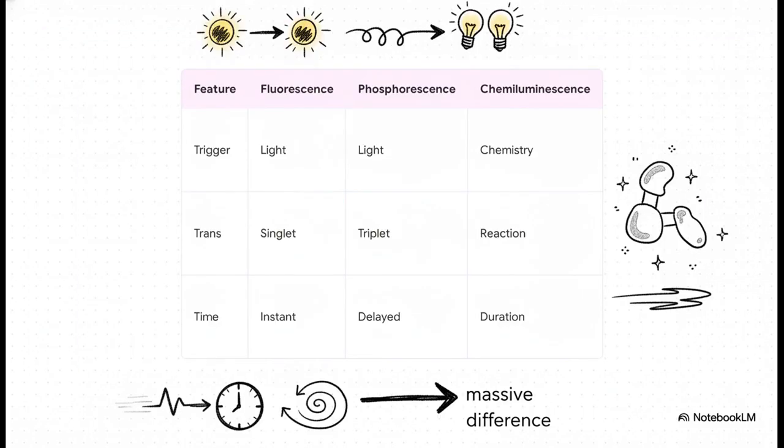To synthesize everything we've covered, this table is basically our master cheat sheet. It directly compares our three main glow architectures. Notice how fluorescence and phosphorescence share the electromagnetic light trigger, but utilize entirely different quantum spin states. That's what leads to that massive difference in emission lifetime, from instant flashes to deeply delayed glows. Meanwhile, chemiluminescence stands alone, trading external light triggers entirely for raw chemical reactions.